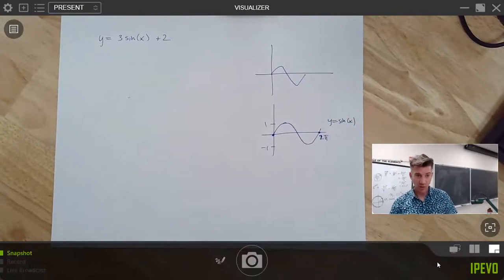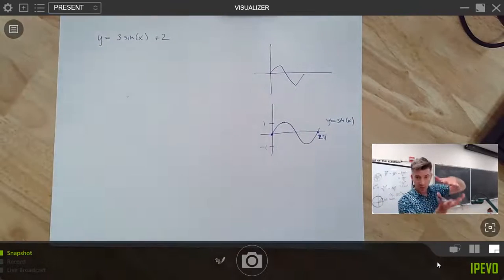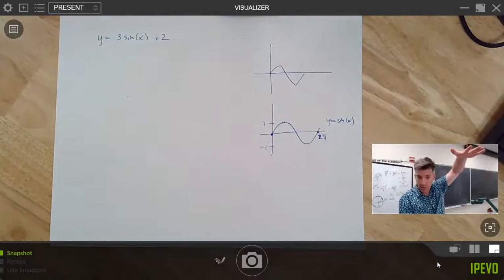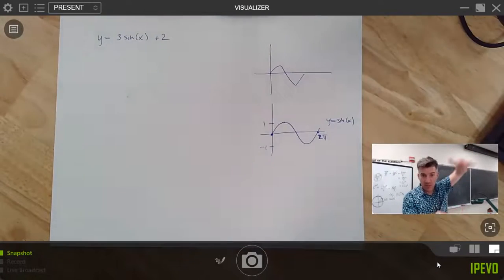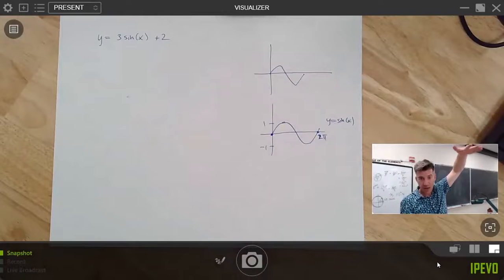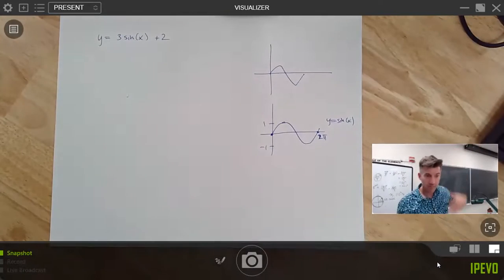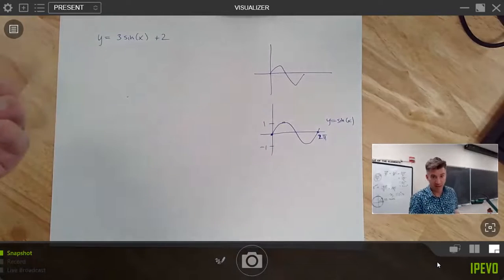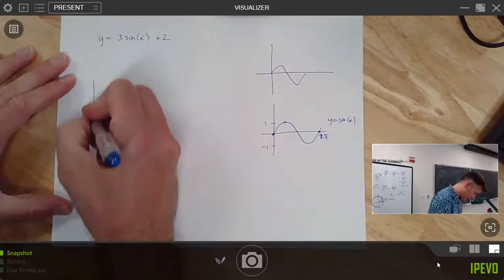Here's what we're going to do. The 3 is going to stretch it vertically. So instead of going from -1 to 1, it's going to go from -3 up to 3. And then the +2 is going to shift everything up by 2. So that's what I'm going to try and graph at the very outset.